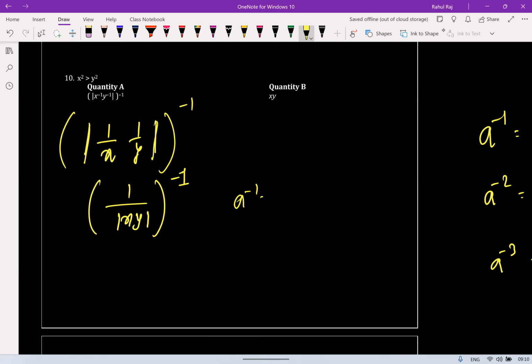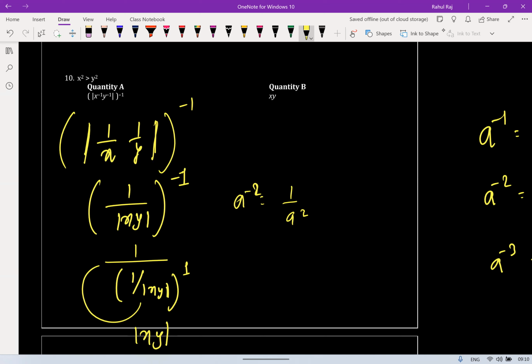Now you take it one more down. So a to the power -2 is what, Alexa? 1 over a square. So over 1 by mod xy, yeah, but that's a very complicated equation now. No, this becomes just mod xy. That's it, Alexa. 1 over 1 by mod xy. So this means nothing but mod xy. Is this clear or not?